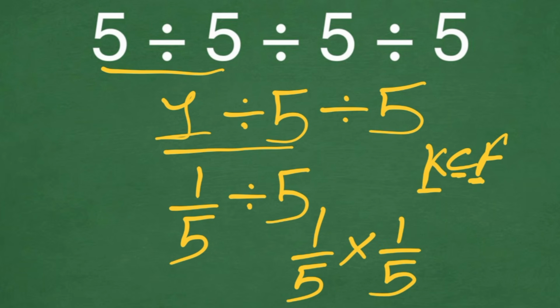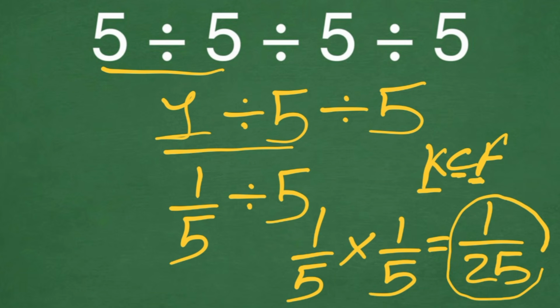And now the division problem becomes a multiplication problem, where we directly multiply the top numbers and the bottom numbers and just put the answer. So 1 times 1 gives us 1, and on the bottom, on the denominator, we have 5 times 5, which gives us 25. So the final answer is 1 over 25. So the correct answer to this question is 1 over 25.